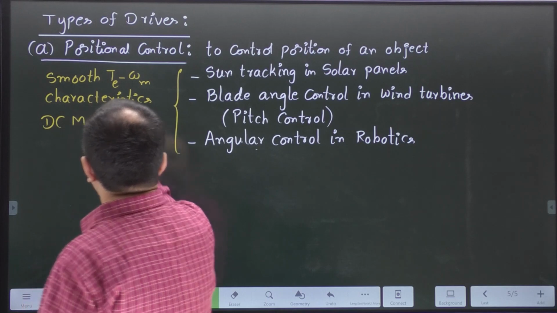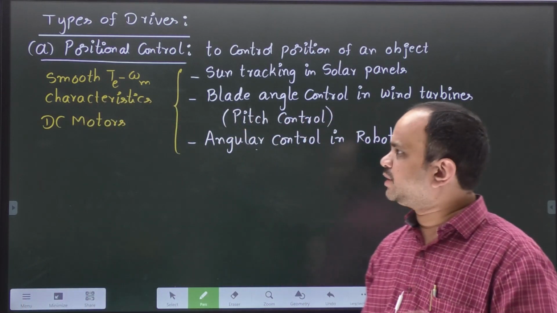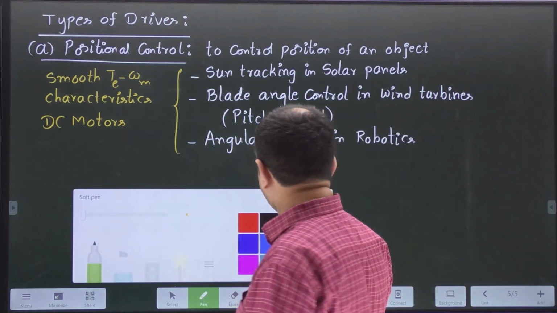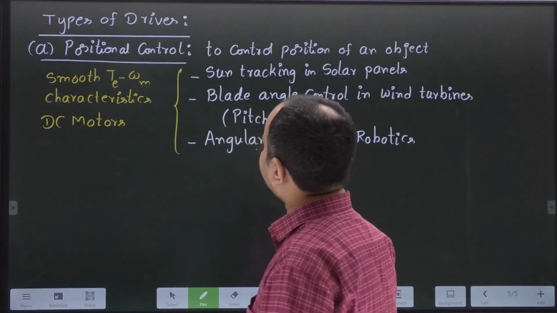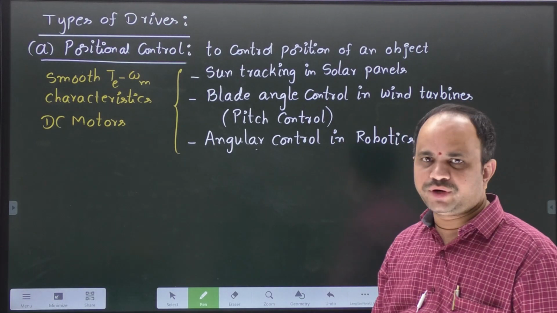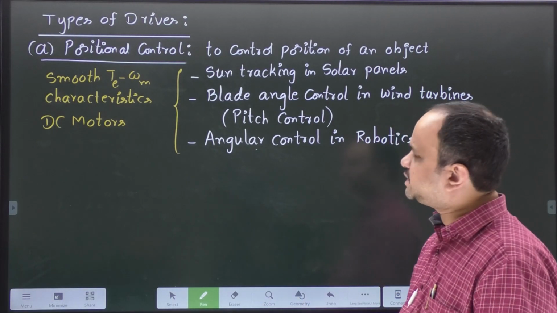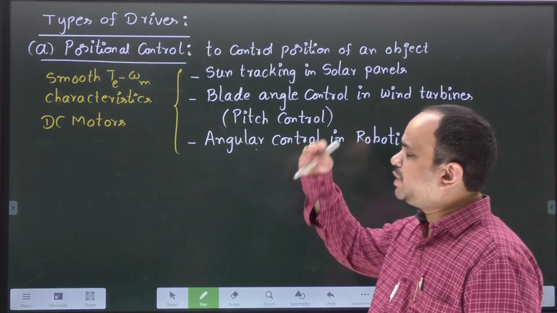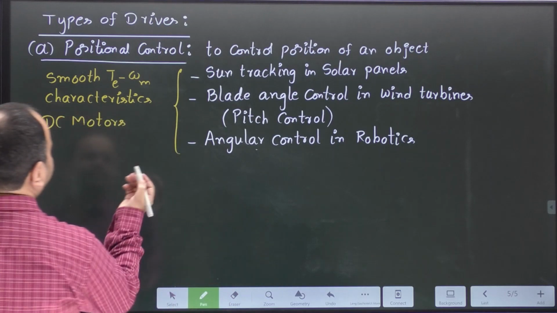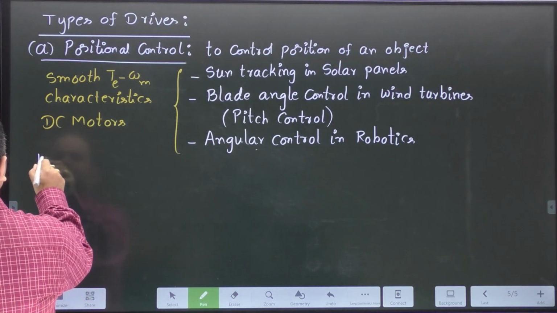Especially in our objective exam, these applications are very, very important. Rather than the mathematics behind it, applications are very important. I am not saying that mathematics is not important. It is also important to justify the concepts, but in objective questions we mostly get application oriented questions.